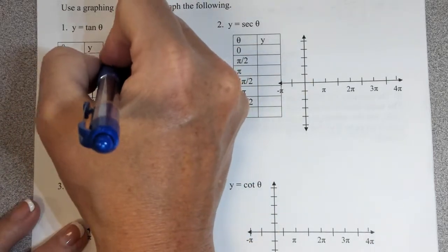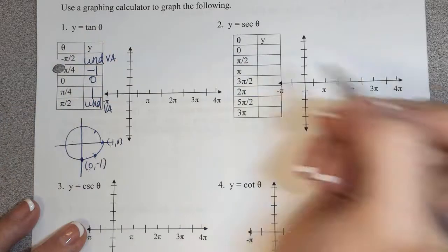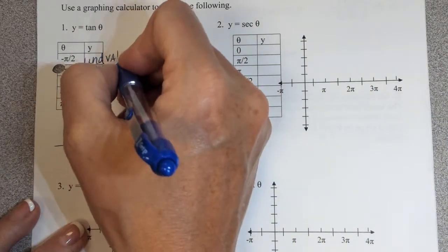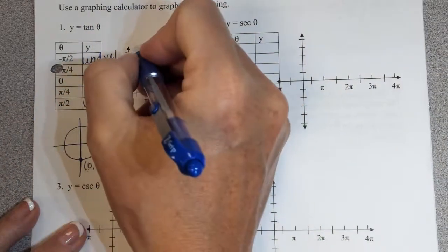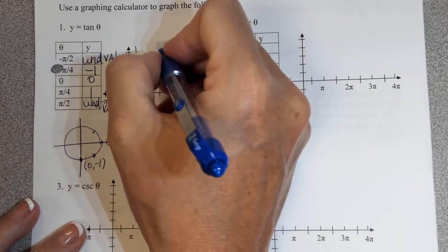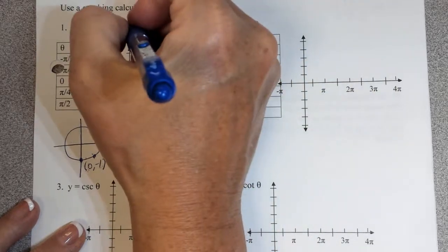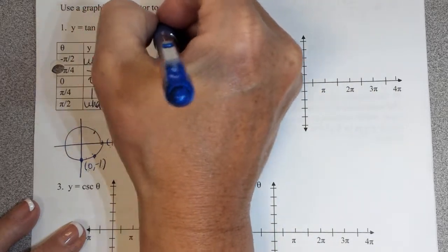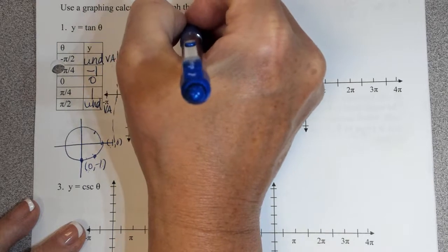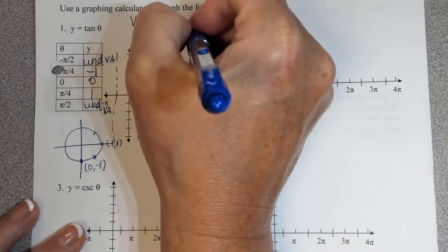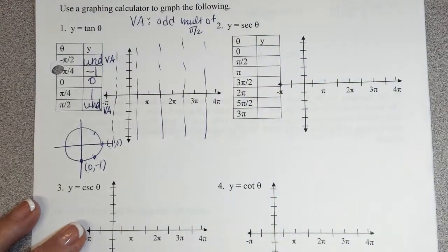So here, these are going to be vertical asymptotes anywhere we have undefined. So at -pi over 2, we're undefined. Pi over 2, undefined. Any odd multiple, so we're going to have vertical asymptotes at odd multiples of pi over 2. 2 pi over 2 reduces to pi. That is not an odd multiple of pi over 2. But 1 pi over 2, 3 pi over 2, 5 pi over 2.